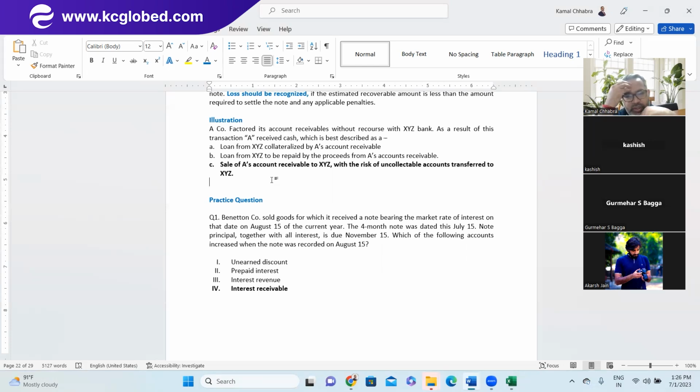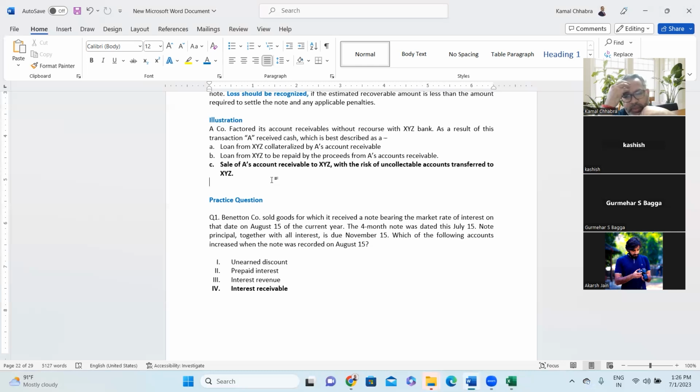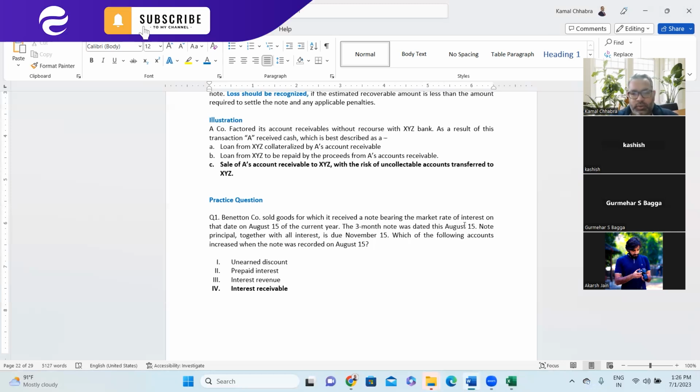Note, principal together with interest is due on November 15. So August to September, October, November, there's some problem in it, because it gave 2 dates, July 15 and August 15. And there is a 3-month note dated... The note is given, so it can't be from before that, right?